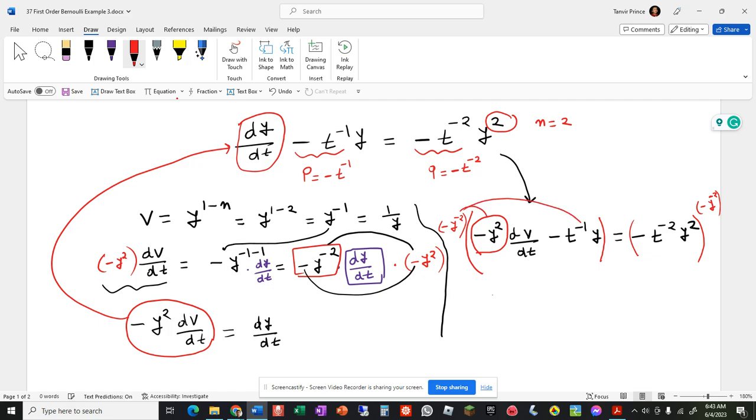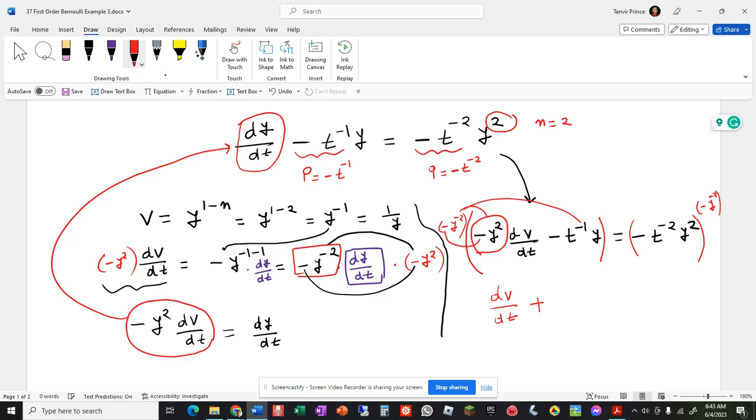So of course I'm going to end up with dv dt, because negative y to the power negative 2 and negative y square is 1. Negative times negative is positive, and y to the power negative 2 times y square is y to the power 0, which is 1. And here I'm just going to multiply out. So let's do that. So I'm going to have negative times negative is positive.